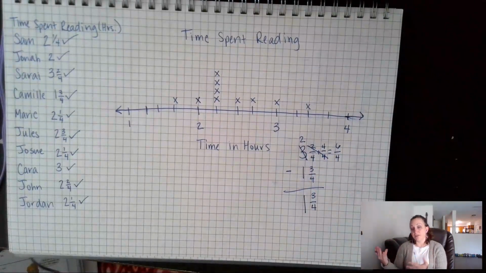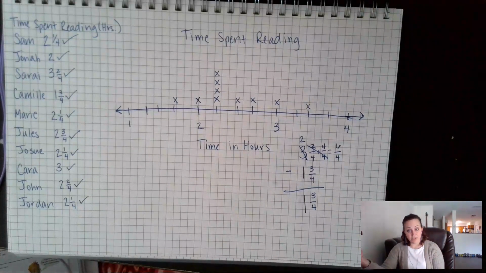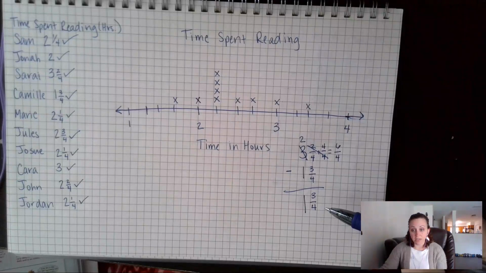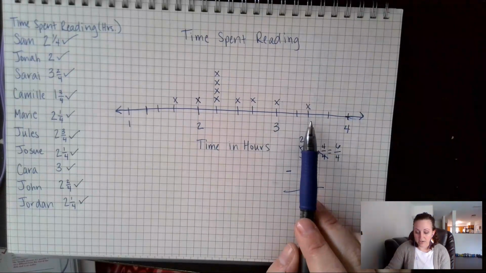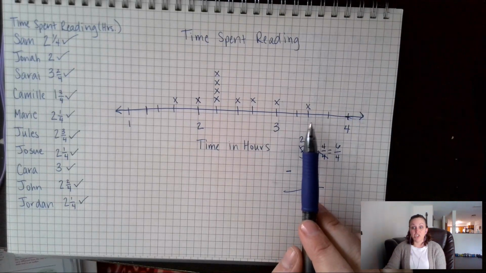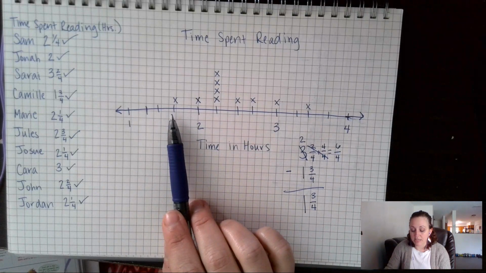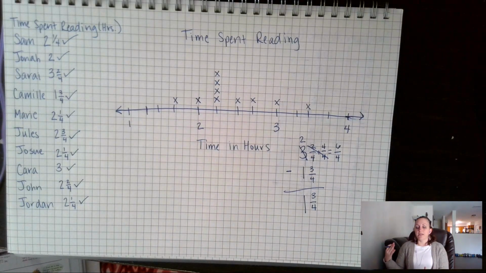So the difference between the most amount of time spent reading and the least amount of time spent reading is actually 1 3/4 hours. And you might notice that the person who spent the most amount of time reading here, Sarai, spent double the amount of time reading as the person who spent the least amount of time reading, Camille. So that could be one way that we're answering questions.